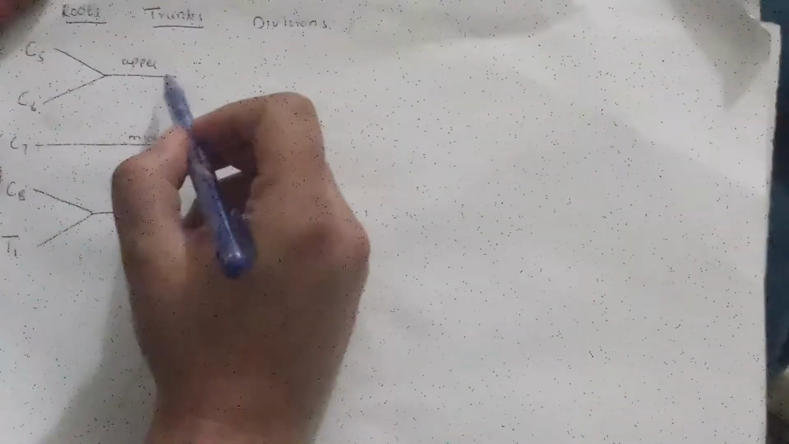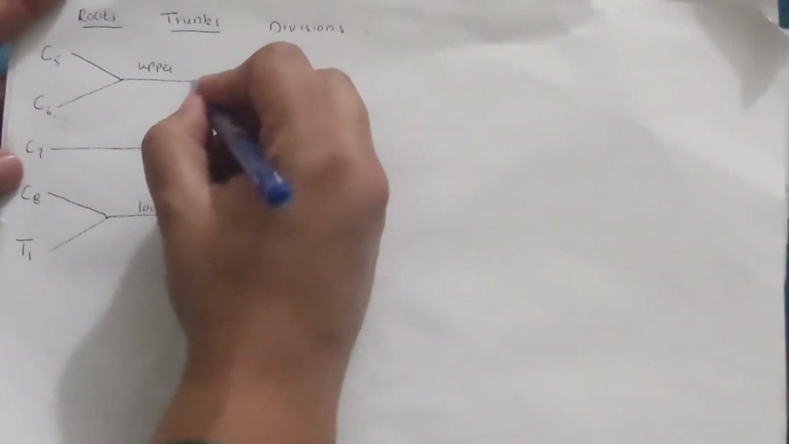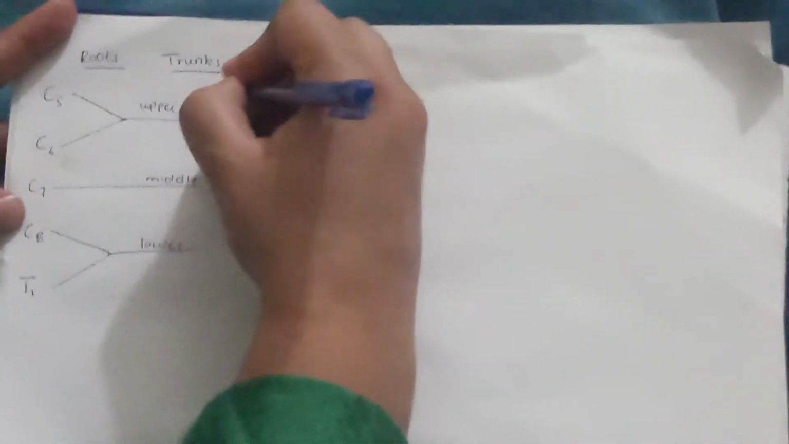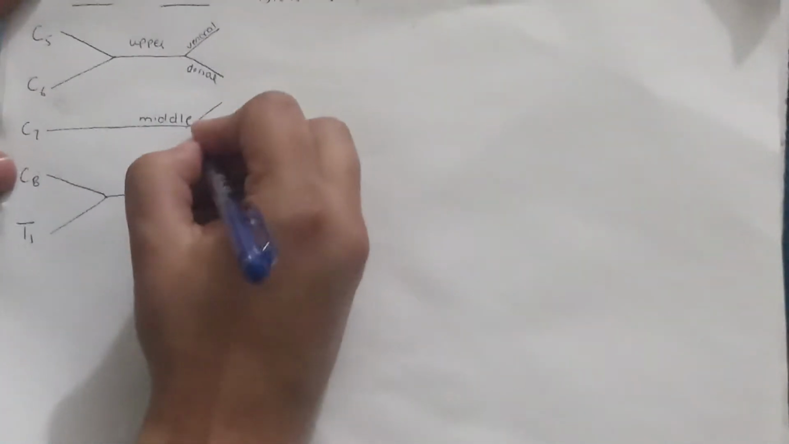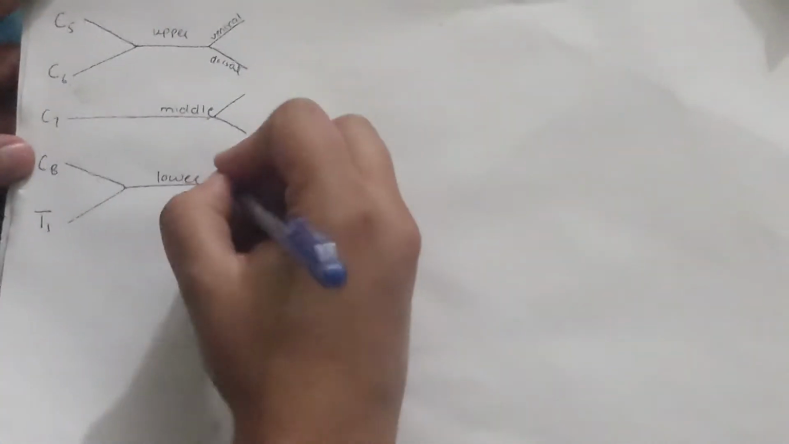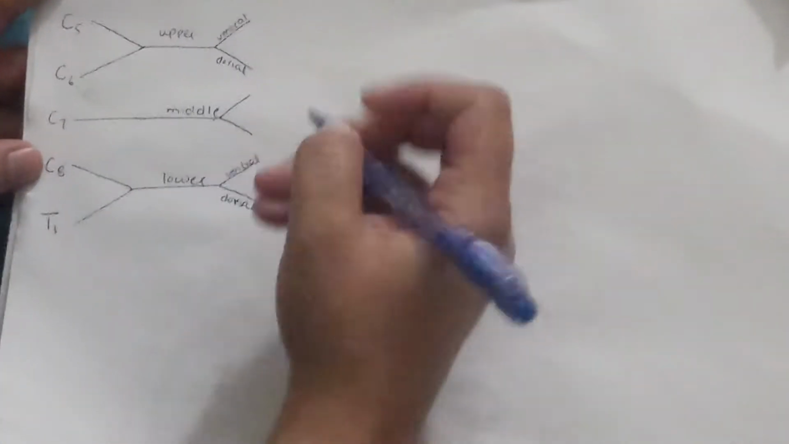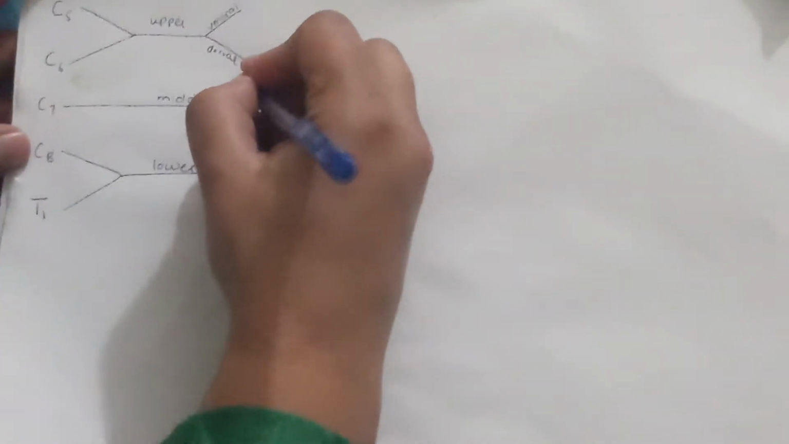After that, we come to the divisions. The upper trunk will divide into the ventral and the dorsal division. Same will be the case with the other trunks. Middle and the lower trunk also divide into the ventral and the dorsal division, like this. This is very simple and easy to draw, not any hard and fast rule.